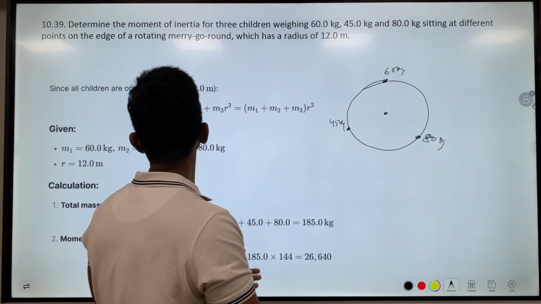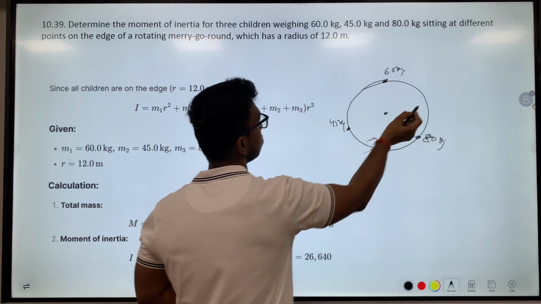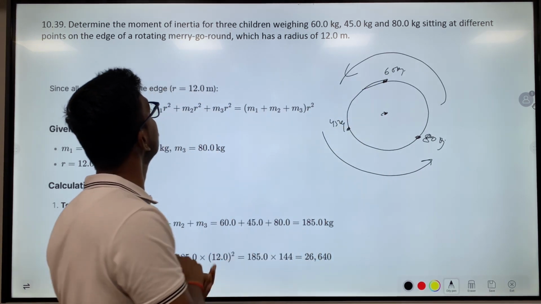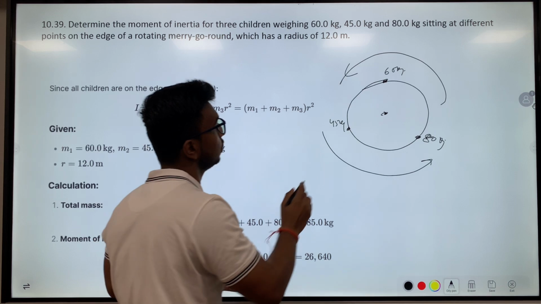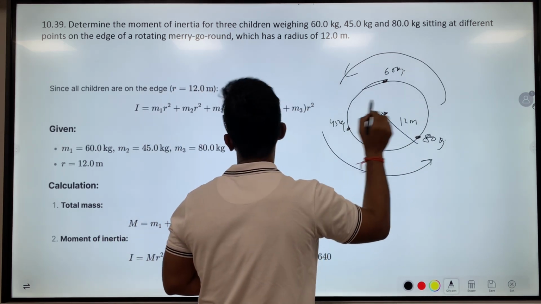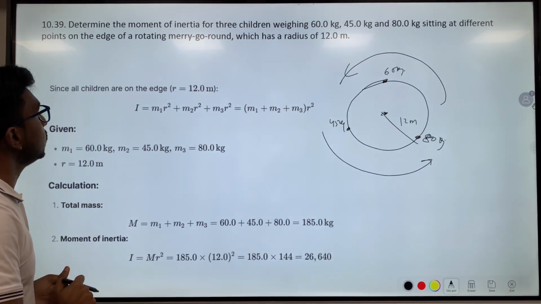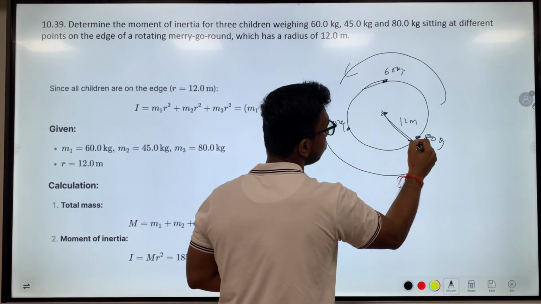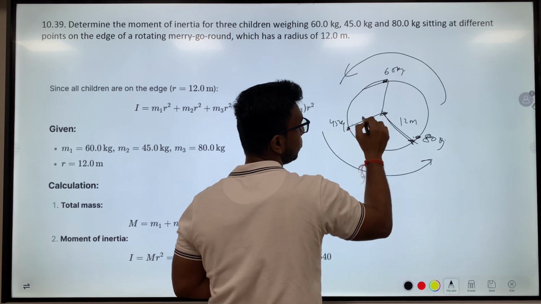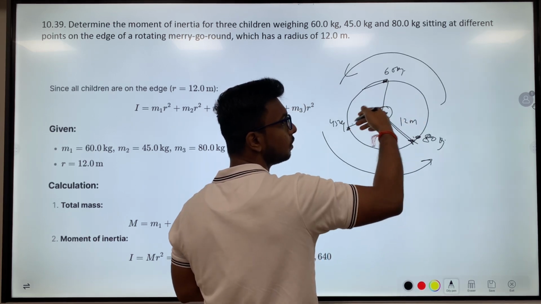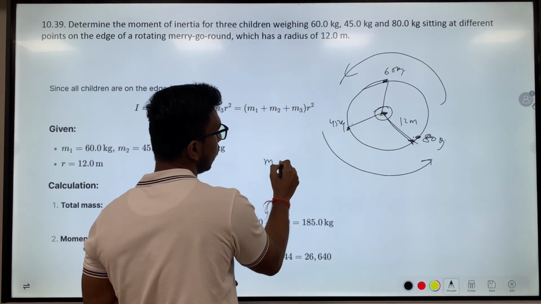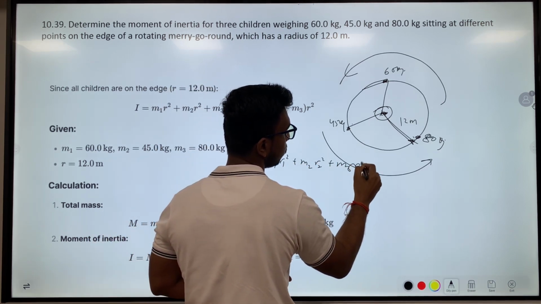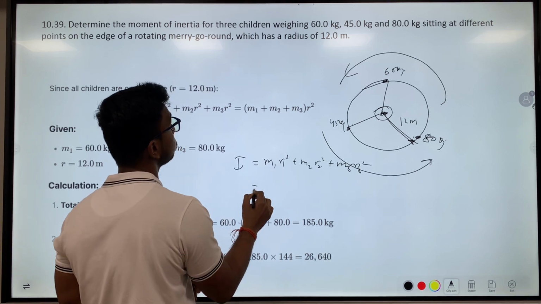This is rotating continuously, and it has a radius of 12 meters. So this is the radius, 12 meters. Since all children are on the edge, now we need to find out the moment of inertia. Everybody is tracing a circle of 12 meters. The perpendicular distance from the axis of rotation is 12 meters. So it will be m1 r1 square plus m2 r2 square plus m3 r3 square. This is the moment of inertia.